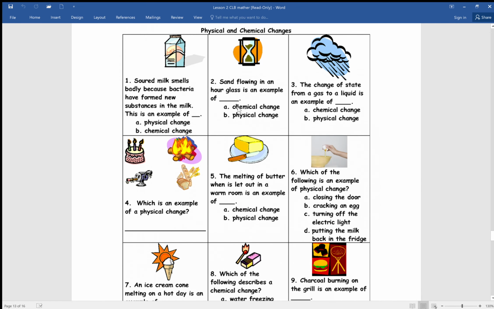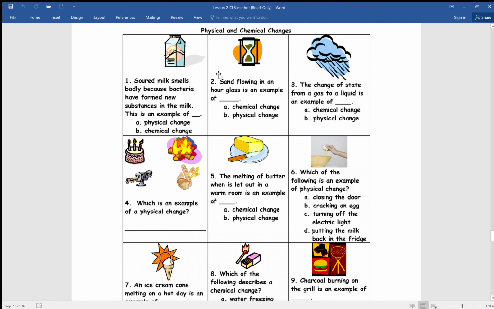And this is where the hard part begins. Anyways, why does sour milk smell bad? Because it is an example of chemical change. You cannot revert chemical changes. They are going to be there forever. Or if you try and revert it, it will still happen, but it's just going to be weaker. The product will be weaker than its usual form. But that usually will not happen.